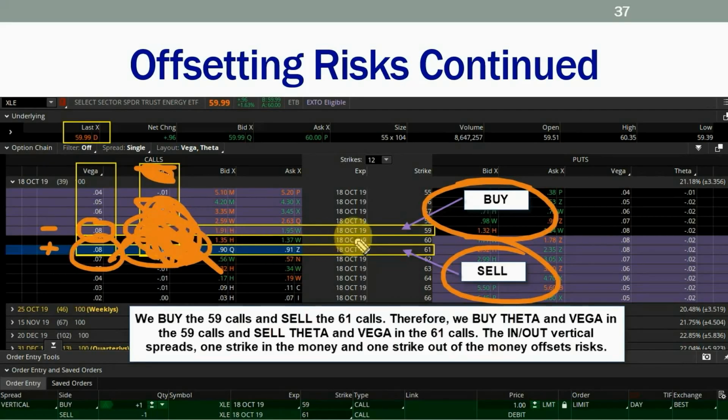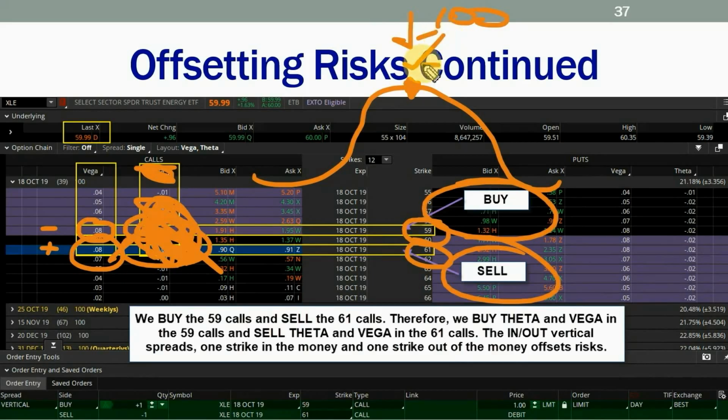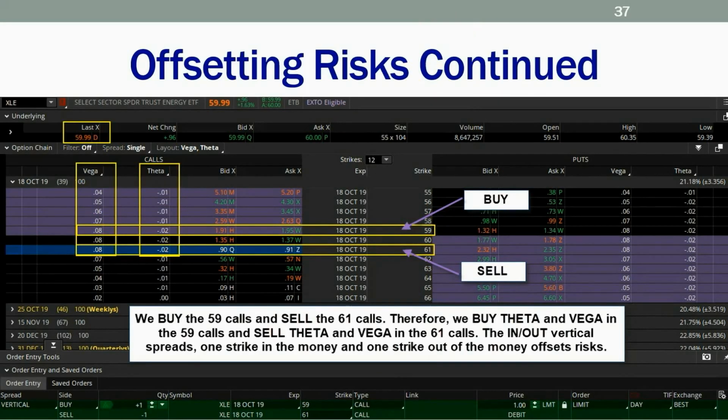So why do we go one strike in the money and one strike out of the money? Because of the way these risks work. This is where the stock is trading. That's a $100 stock. If we buy here and sell here, it negates the risk on the curve. That's the idea, and that's what people don't get. They go, I don't like the spread. You should, because it offsets your risk here and offsets your risk there.